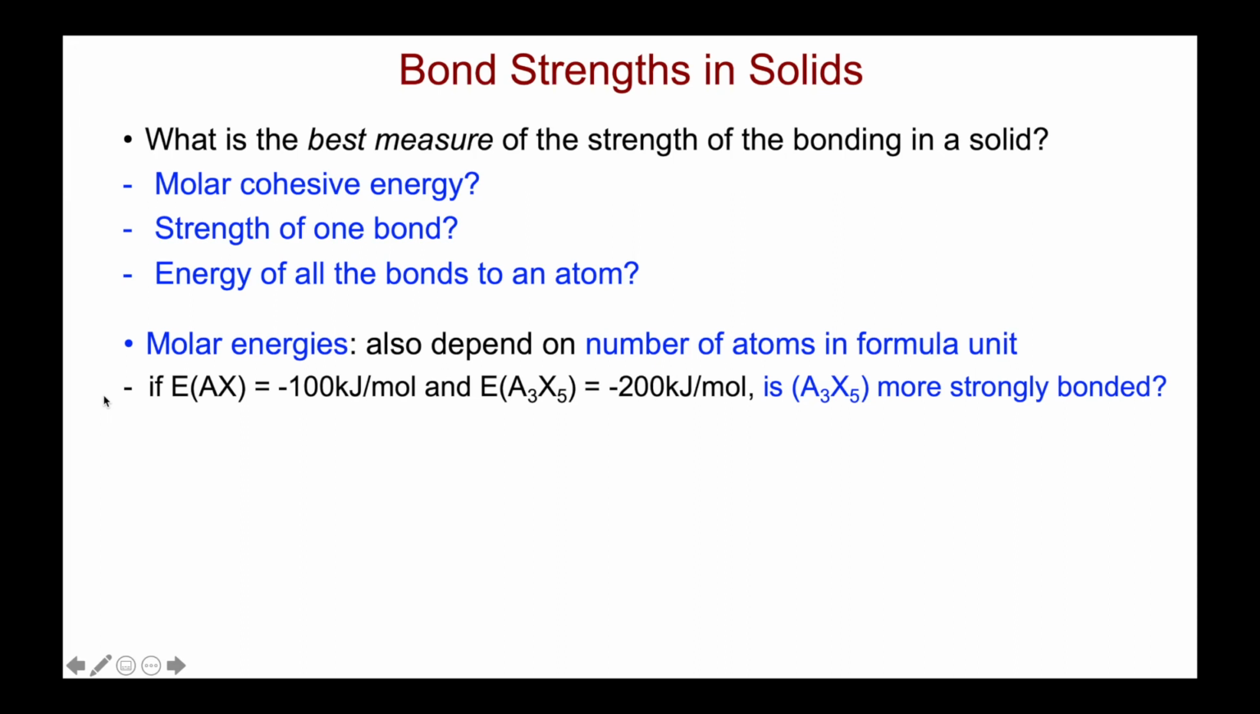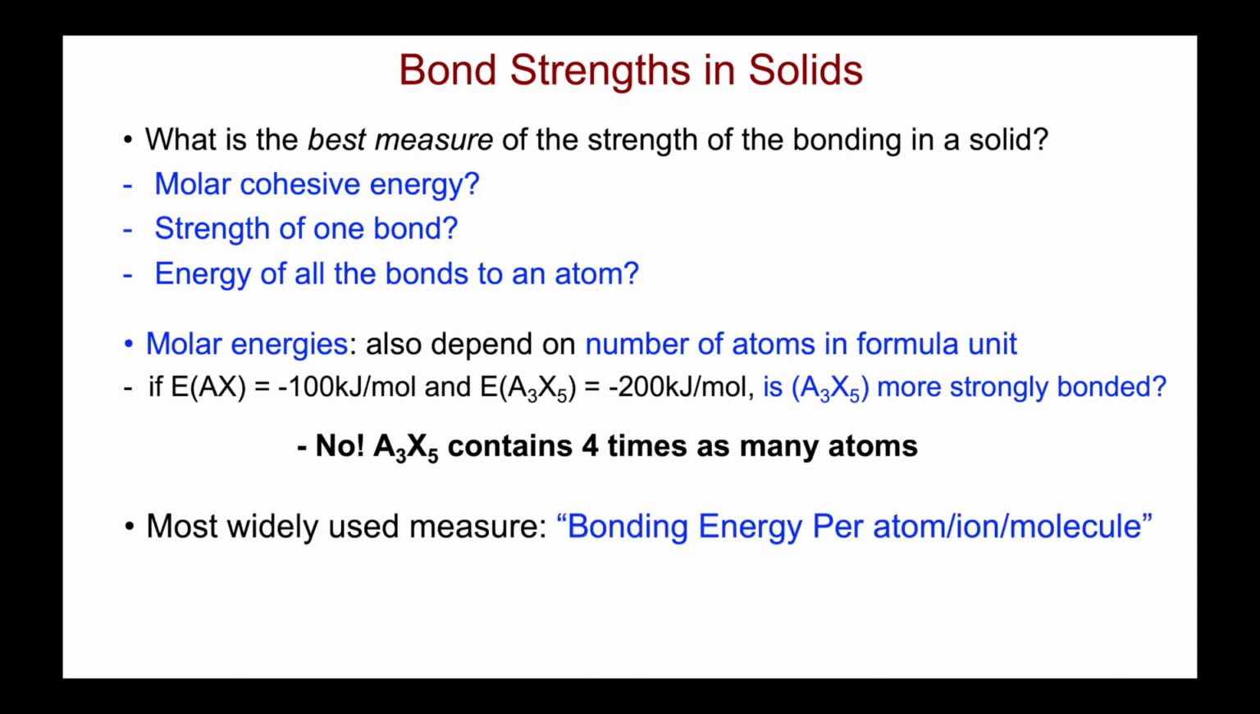So, for example, if the molar energy of a compound AX was minus 1,000, and the molar energy of a compound A3X5 was minus 2,000, is it correct to deduce that A3X5 is more strongly bonded because it has the more negative molar energy? Well, no, not in this case, because A3X5 contains 8 total atoms, AX only 2, and so because A3X5 contains 4 times as many atoms, then for A3X5 to be the more strongly bonded material, it would have to have a lattice energy that was at least 4 times greater than AX. And in my example here, it does not.